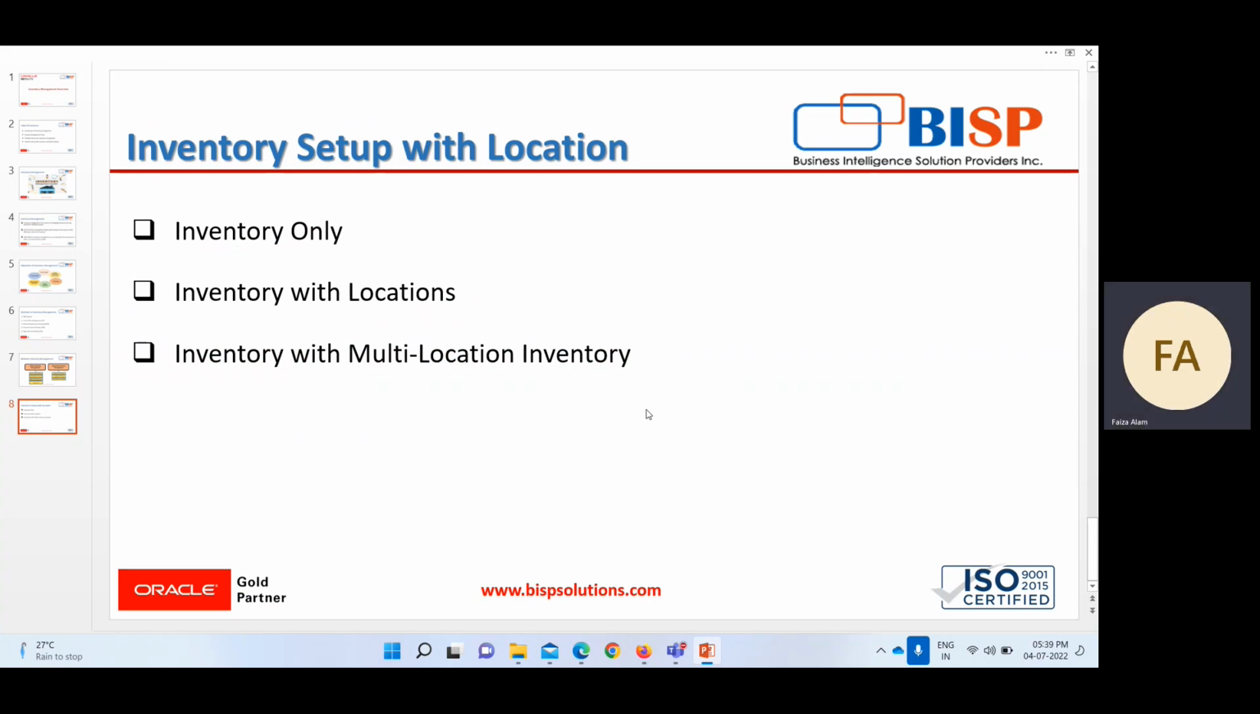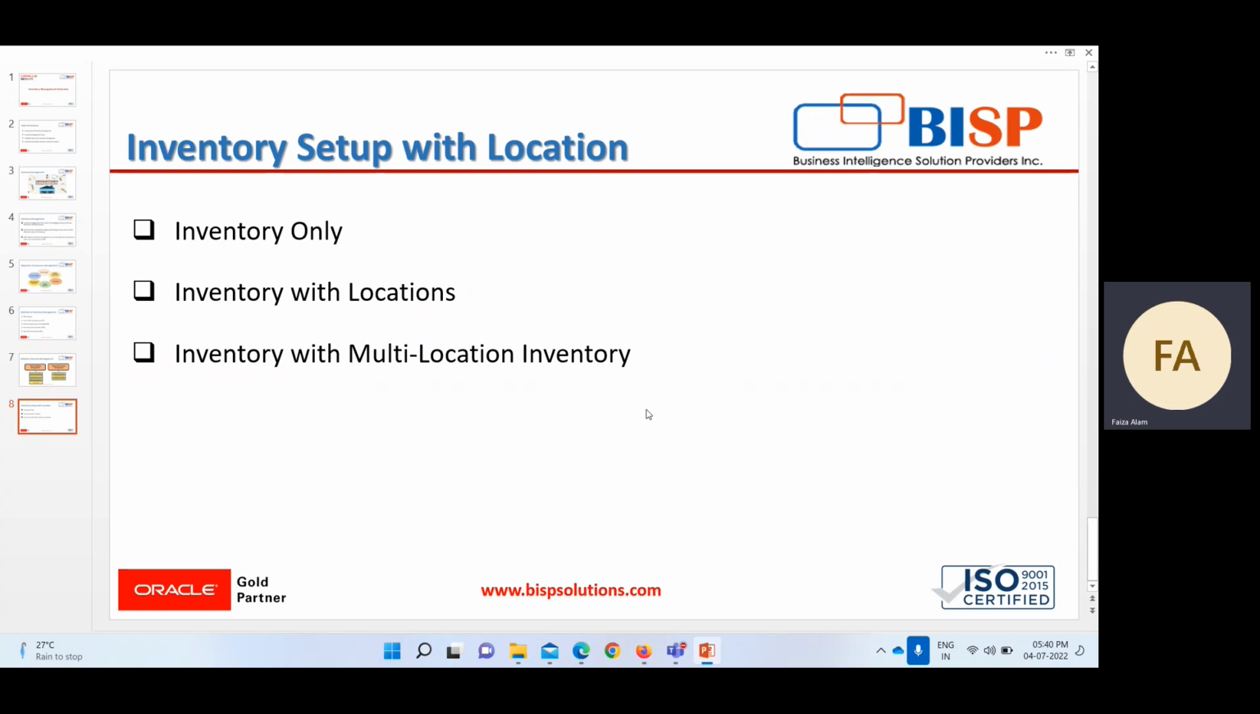Now the last concern for today is inventory setup with location. Choosing to track each location can have a very big impact on our inventory. If we talk about the setup of inventory in terms of location, here we have these three options: inventory only, inventory with location, and inventory with multiple location inventory.